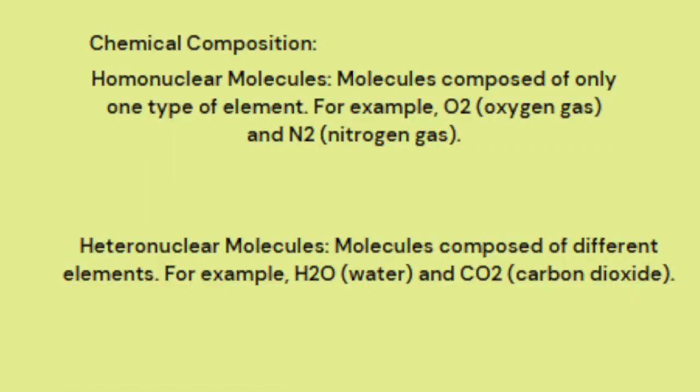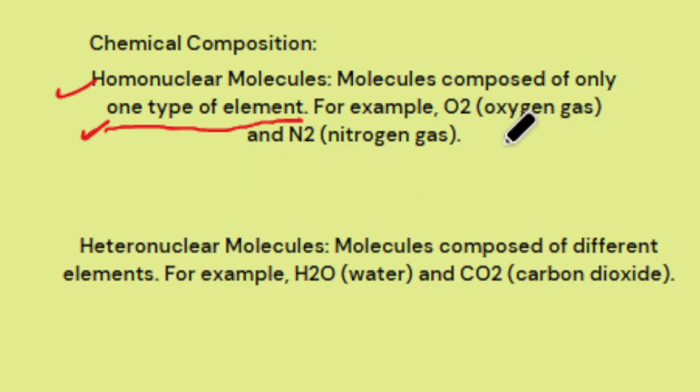So yes, next we take the division according to chemical composition. What are the types? The first is homonuclear molecules. Homonuclear molecules means molecules where only one type of element is present. Notice this thing: one type of element present is called a homonuclear molecule.